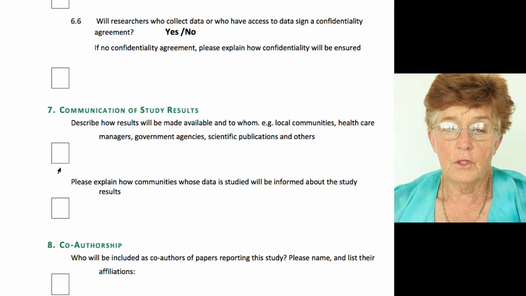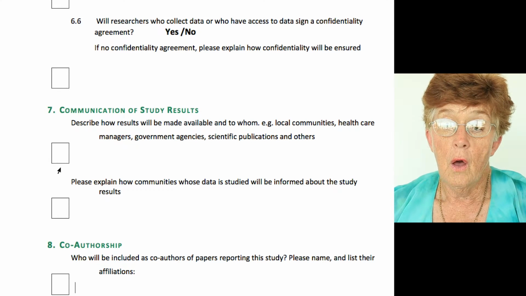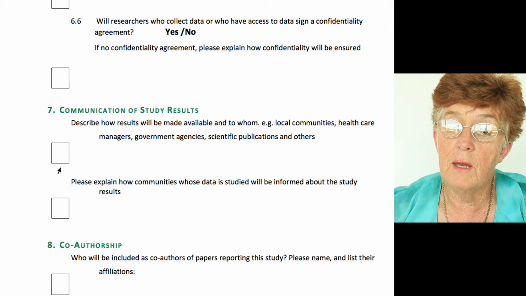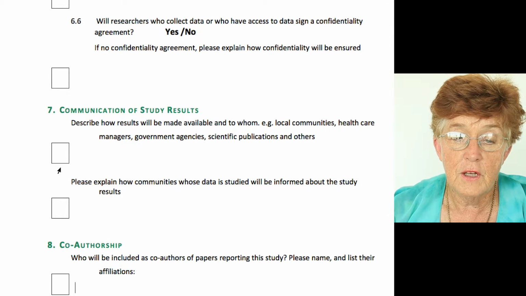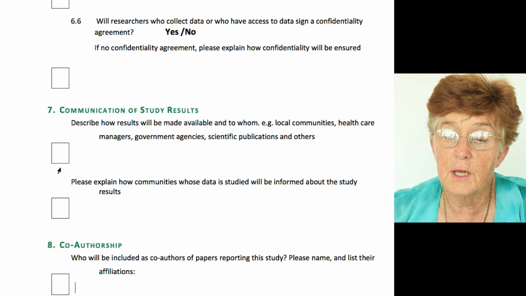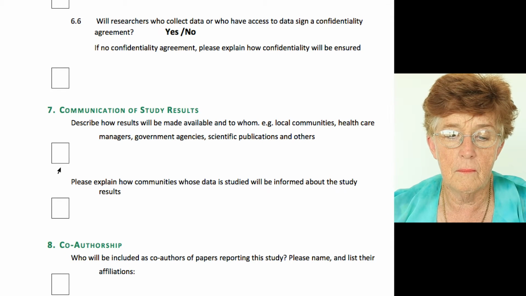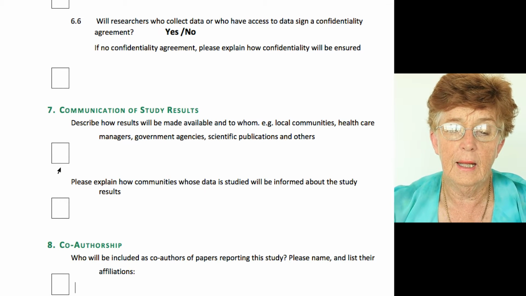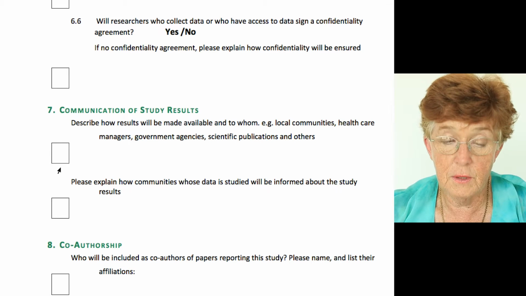And then a section on communication of the study results. Who will the results be made available to? And then a specific question: how will communities whose data has been studied be informed about the results? And finally, who will be included as co-authors of the papers?